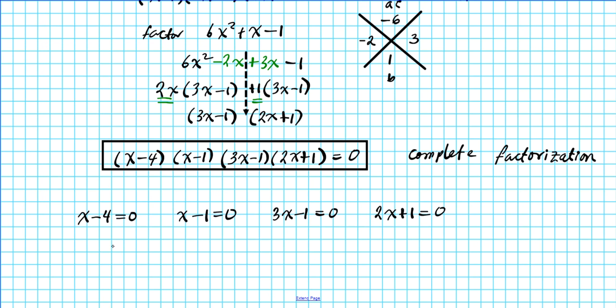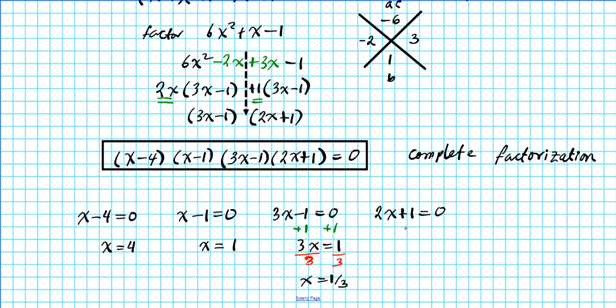So this one, you just add 4 to both sides. You have x equals 4. On this second one, you add 1 to both sides. You have x equals 1. This one right here, you add 1 to both sides. Let me show you the work. I know most of you can do this mentally, but I don't want to take any chances. So let me show you all the steps. So for the third one, we have x equals 1/3 as your third root.